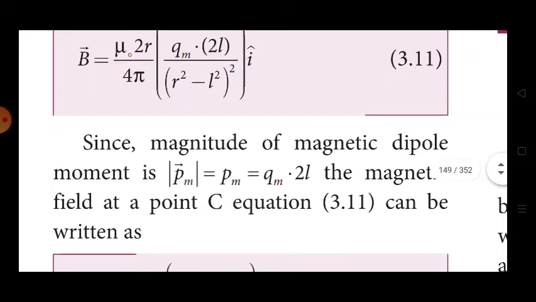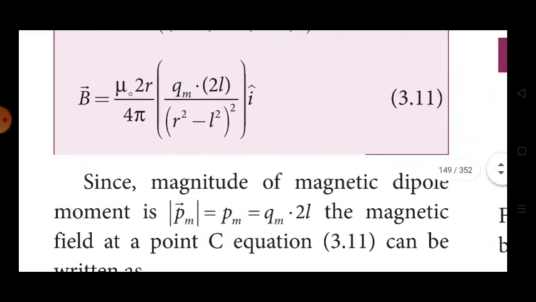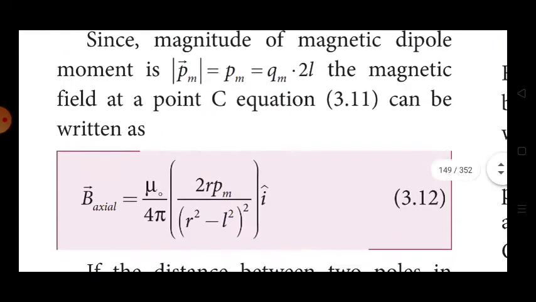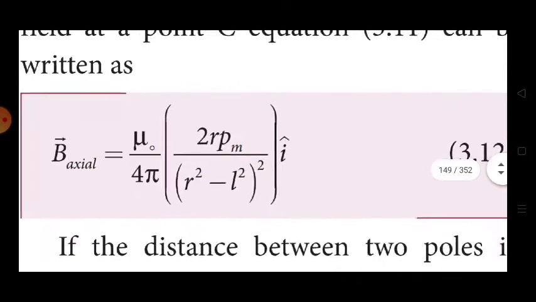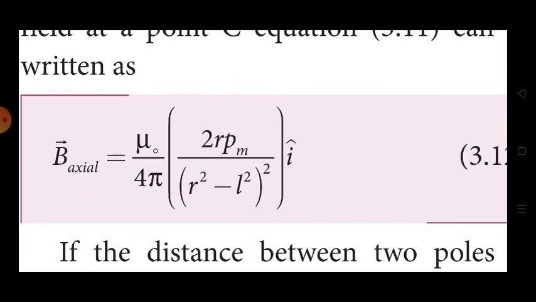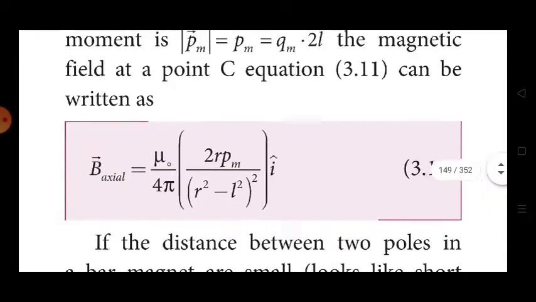The magnetic field at point C, equation 3.11, can be written as, that means, magnetic field on the axial line, B axial, is equal to mu naught by 4 pi, 2r Pm by (r square minus L square) whole square, I cap.